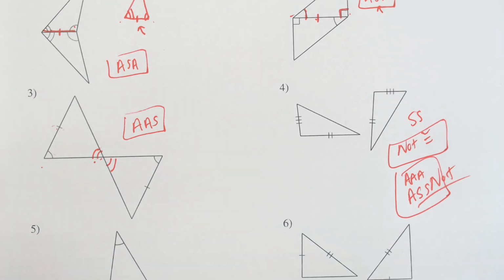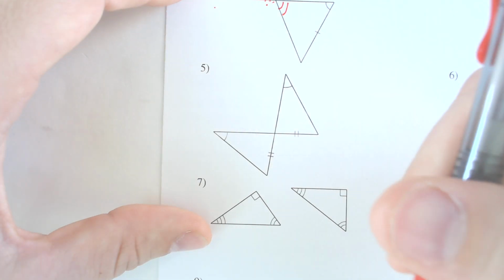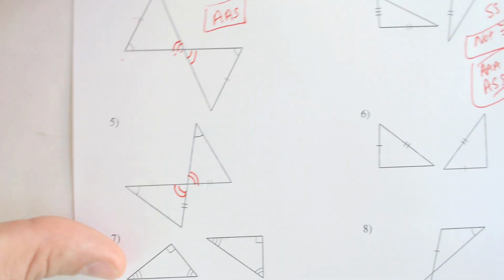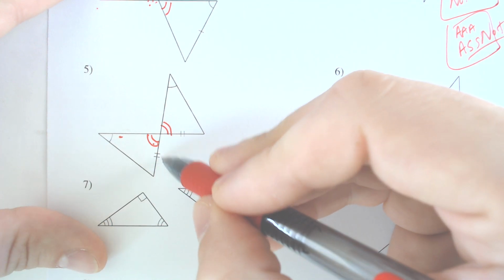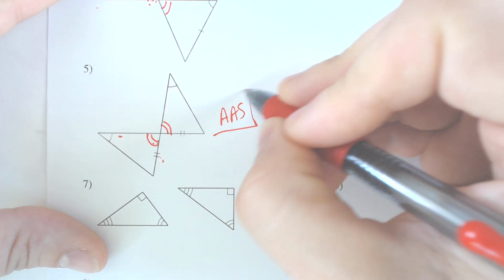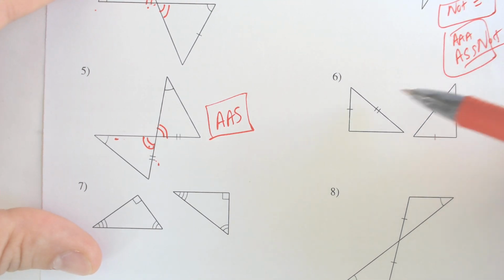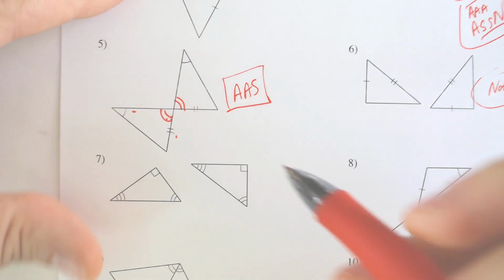All right. Number 5, we got an angle here. We have a vertical angle that we can fill in. We're allowed to fill in vertical angles. We're allowed to fill in shared sides. Angle, the side, is the side physically in between? No. So angle, side here. Here, number 6, we have two sides again. Two sides is not a measure of congruence, so this one's not congruent.